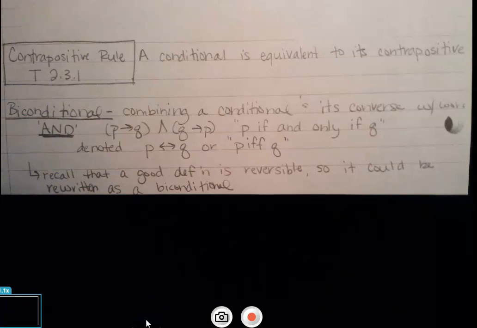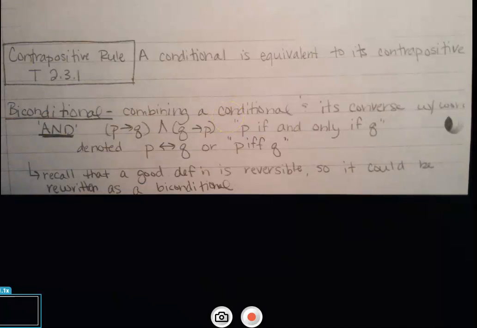Okay, so we're going to pick up on 2.3 with biconditionals. So the bottom of the back page. All right, so first of all, a biconditional is when we combine a conditional and its converse. Okay, so conditional and its converse with the word and.